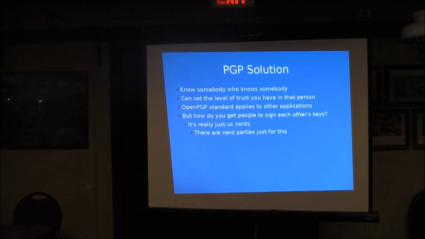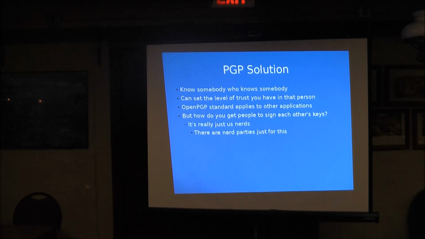And there's been a couple different ways to solve this problem. The PGP way was this web of trust, that you know somebody who knows somebody. And there was a way to set the level of trust on a given key, that yes, I met this person face to face, and I know this is their key. But if you know somebody who knows somebody who knows somebody, maybe you want to reduce the level of trust you have in that key. And this was all worked out in the OpenPGP standard.